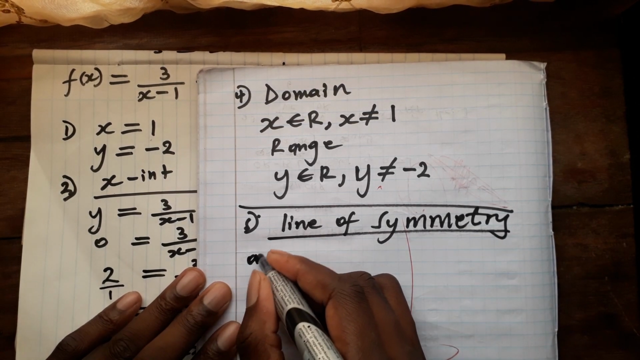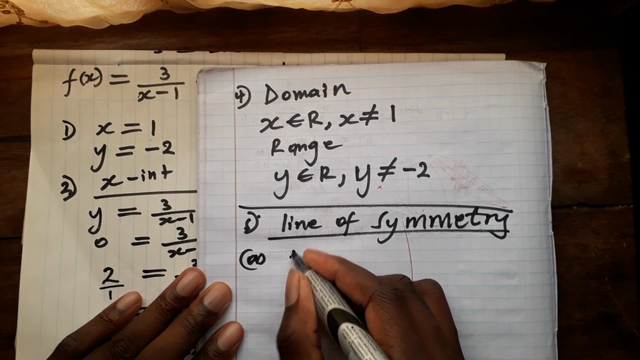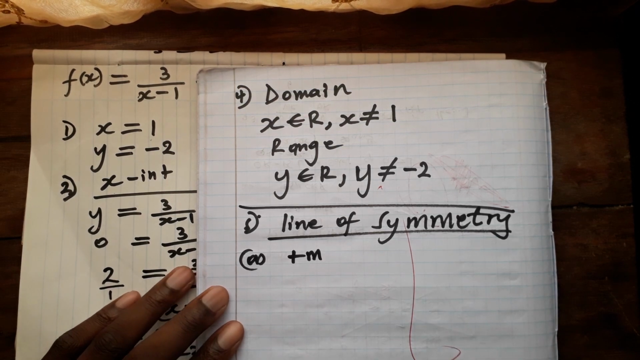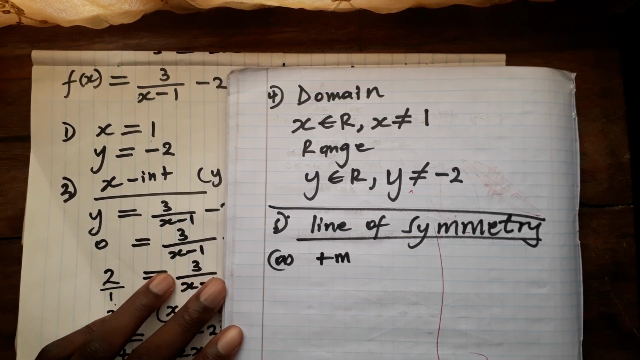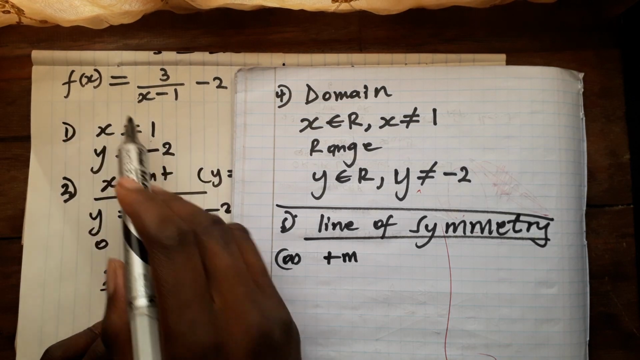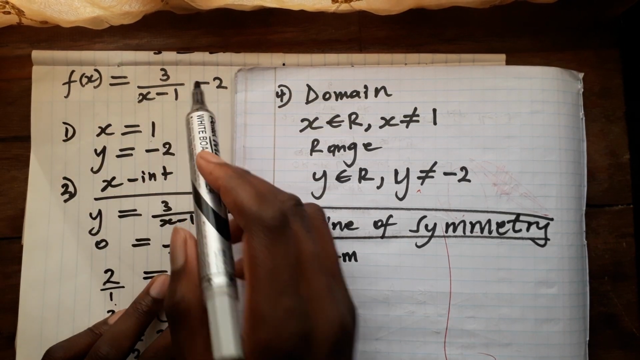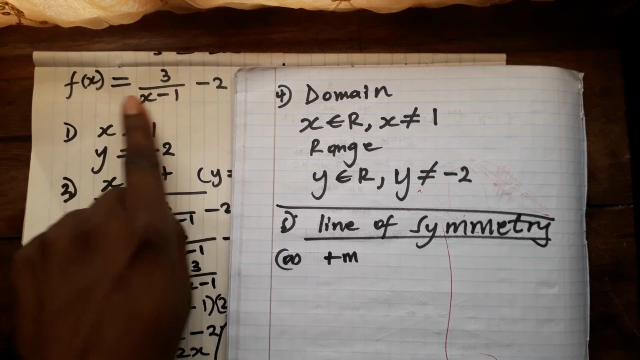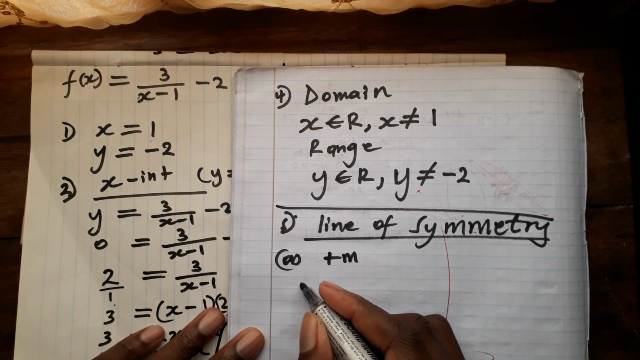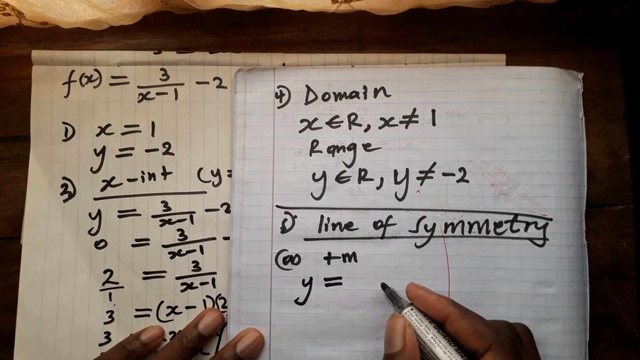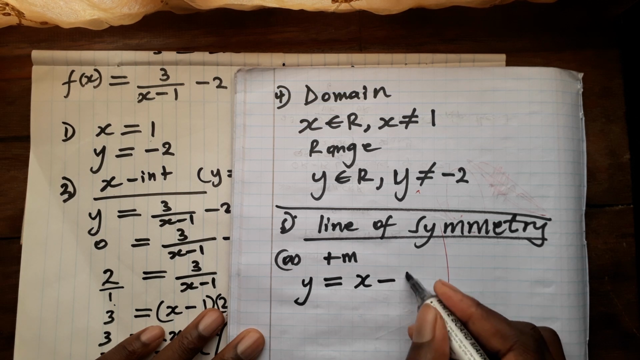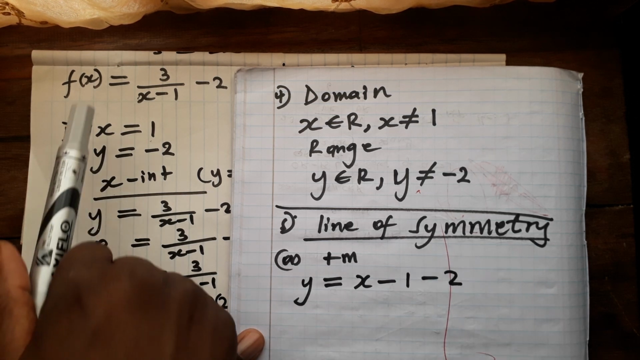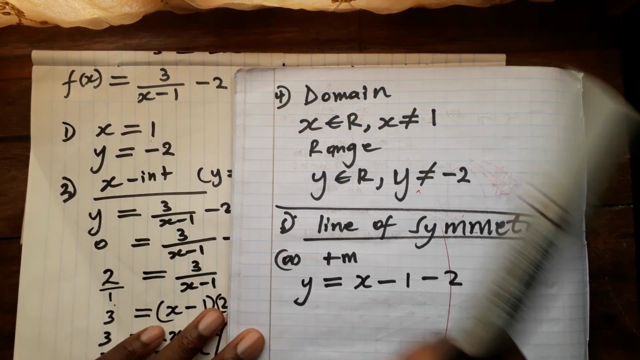The one with the positive gradient, of which is positive value of m. We said we take it like this: y equals this plus this plus this, just like that. You just write it as it is. So you are going to say y equals x minus 1 minus 2.